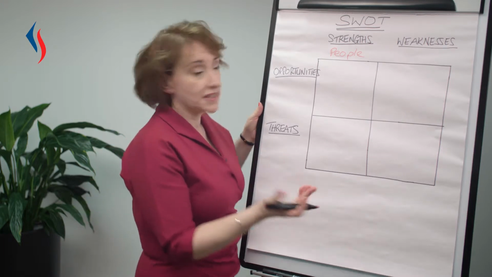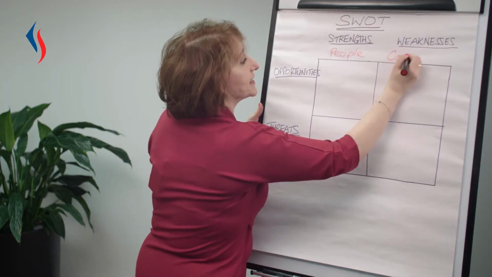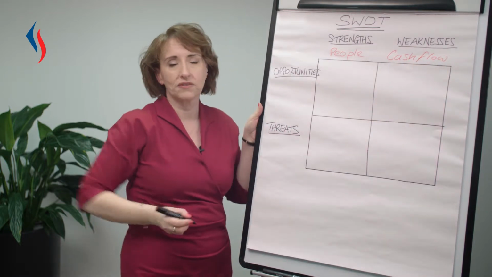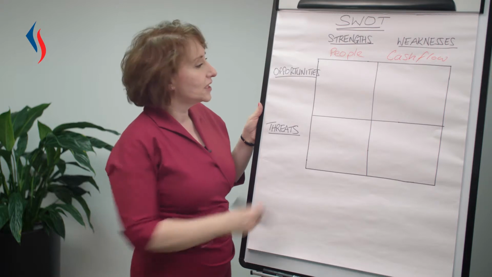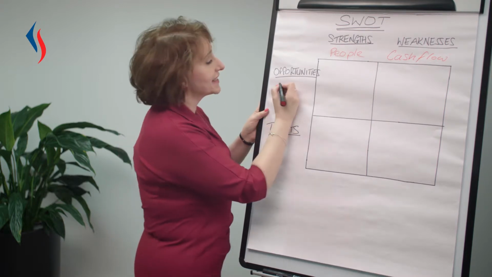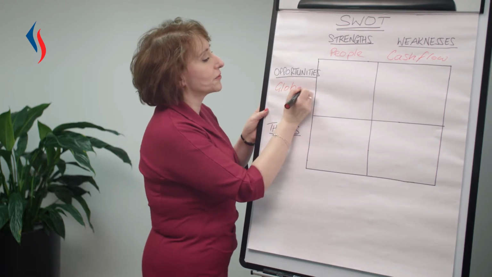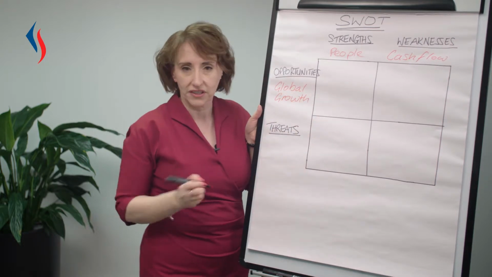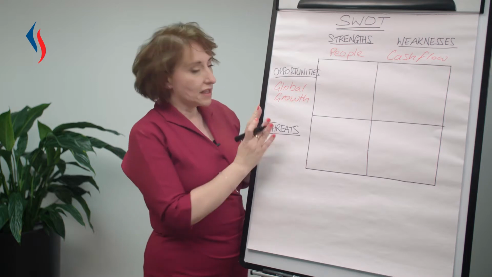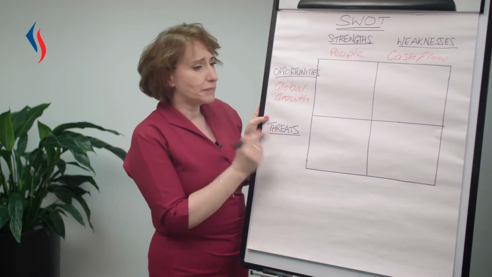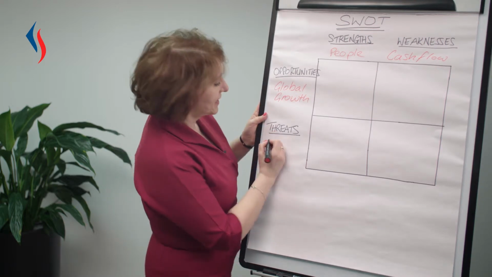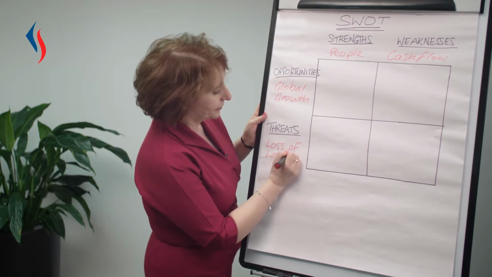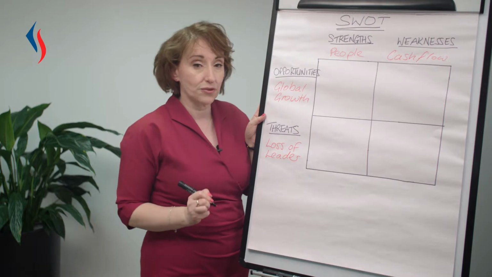A weakness for this particular organisation, let's say, is cash flow. We struggle with cash flow, really, the management of it, the generation of cash. Opportunities, well, let's say something around global growth. There's a big opportunity there for us to take our product or our service out globally. And our threats, well, that might be because we have a strong leader, perhaps. Let's say the loss of that leader. So it's a potential threat.